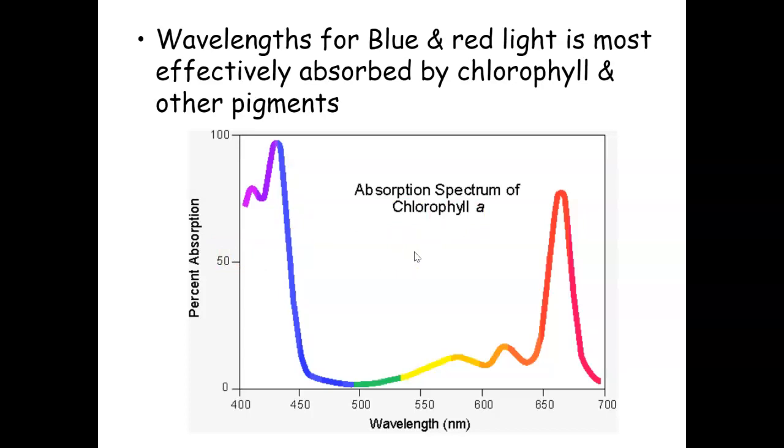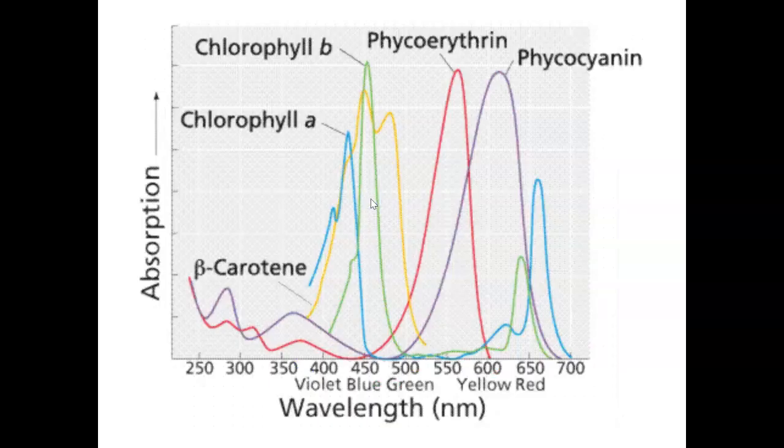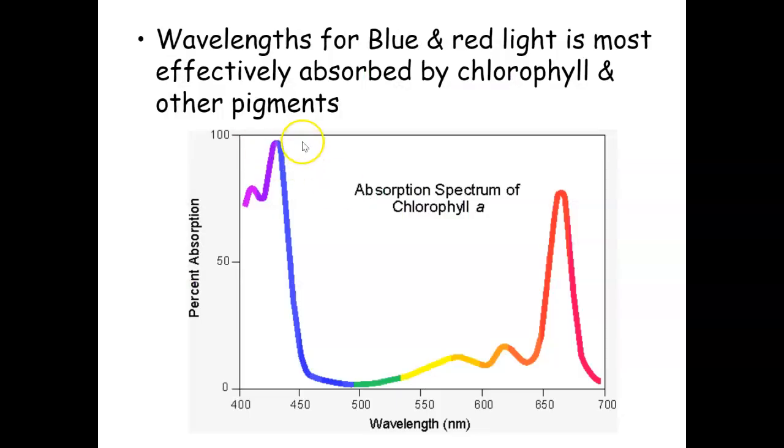This is a little bit different from the last graph. The last graph was an action spectrum. Action spectrums graph the rate of photosynthesis on the y-axis, but the absorption spectrum graphs the amount of absorption that's occurring on the y-axis. The x-axis is the same. It will always graph the wavelength. And this is specifically for chlorophyll A. So if we looked at a different pigment, then the graph shape would look slightly different.